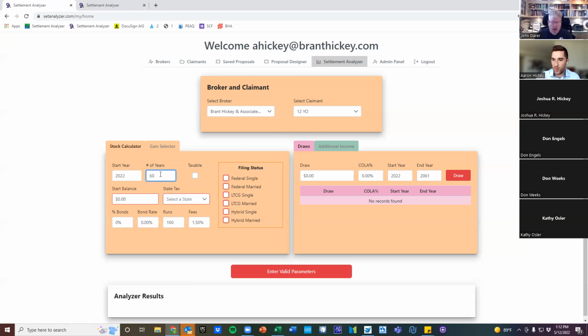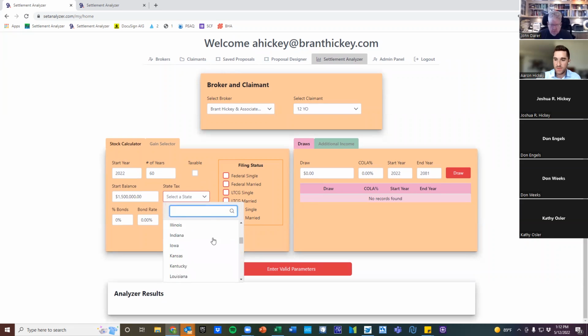So in this scenario, we're going to say that this 12-year-old is going to live another 60 years at a minimum. So that's what we're looking at, is we're comparing a structure over 60 years versus an investment portfolio over these 60 years. Because we'll consider this a qualified settlement, it is not going to be taxable as a non-qualified settlement would be. We'll get to that example later. In this example, let's use $1.5 million, and I'm going to say that this individual resides in Pennsylvania.